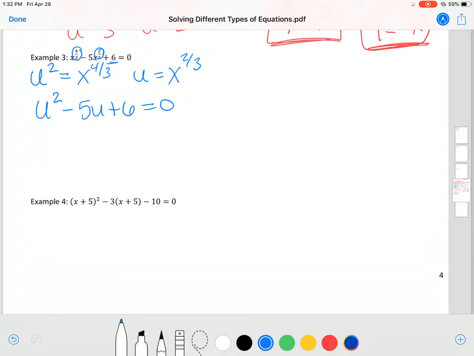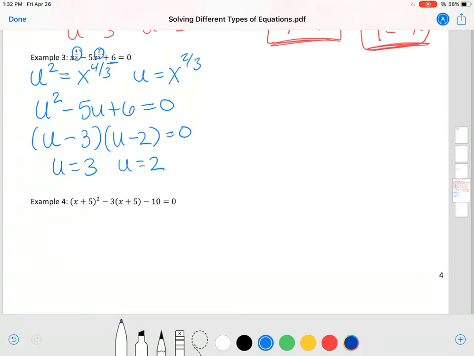Now I can solve this by factoring or quadratic formula, however you prefer. I prefer factoring. So I have u minus 3 times u minus 2. That will give me u squared minus 5u plus 6. So u is 3 and u is 2.